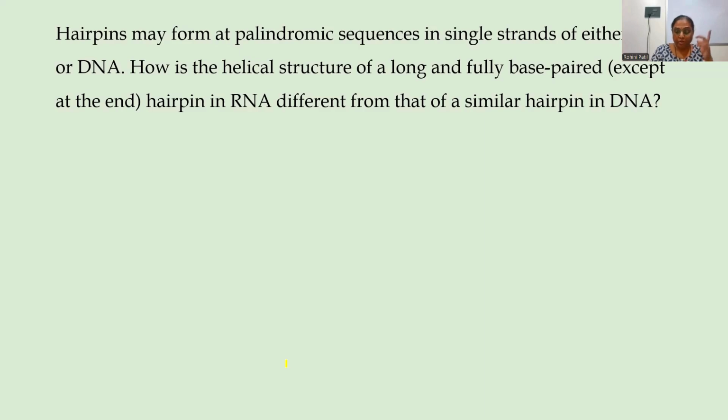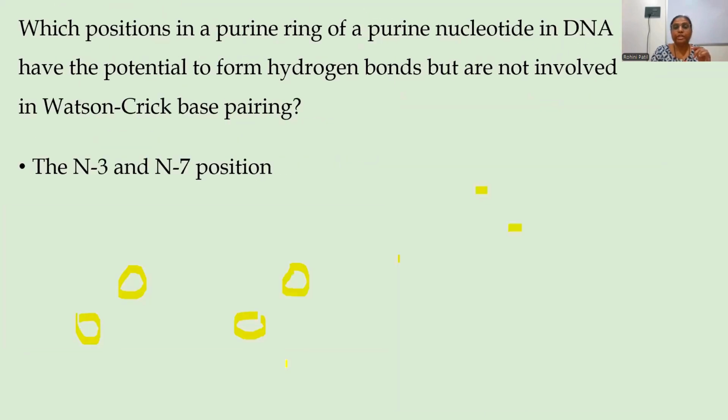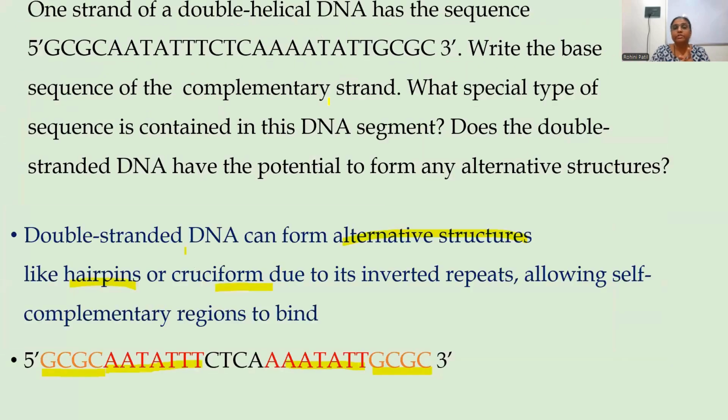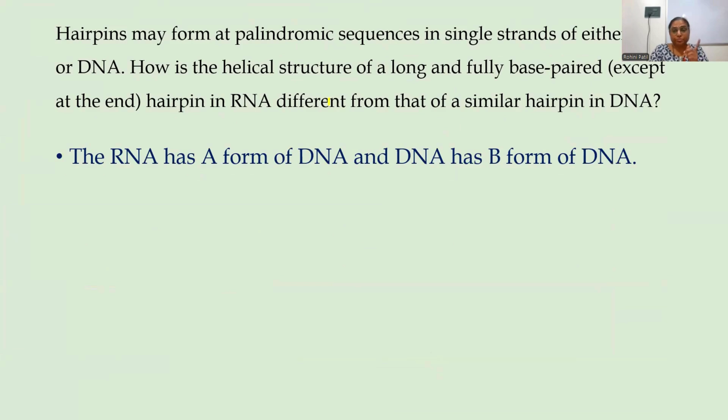We have just learned about the structure of DNA and the forms of DNA: the B form is common in DNA, and the A form is common in RNA. This is a basic difference between DNA and RNA. When DNA forms a double-stranded structure, it forms the B form, and when RNA is there, it forms the A form. So the distinguishing character is that you have to find out which form is present, A form or B form. If it is A form, it is RNA. If it is B form, then it is DNA.